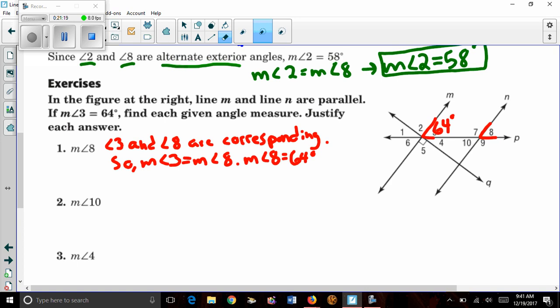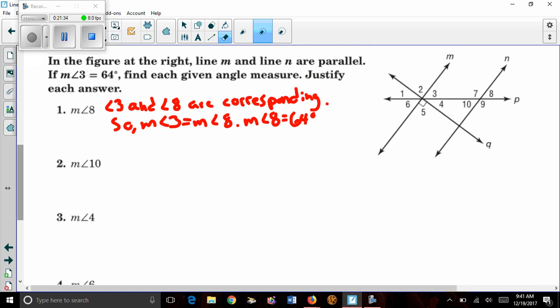All right. I do find it helpful to either use a colored pencil or write lightly on your picture so you can erase, because these pictures can get cluttered very fast. But again, I find it so helpful to mark everything that I know, such as I still know that this is 64. But we know this angle, and we want to find angle 10. Now I want you to see something. Are these interior or exterior? Are they on the same or opposite sides of the transversal? In this case, our transversal is P.